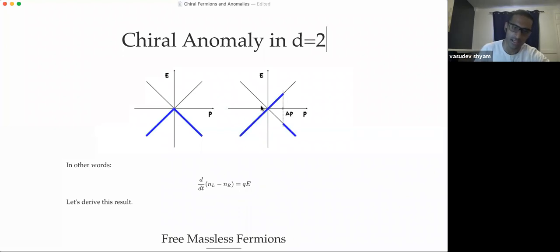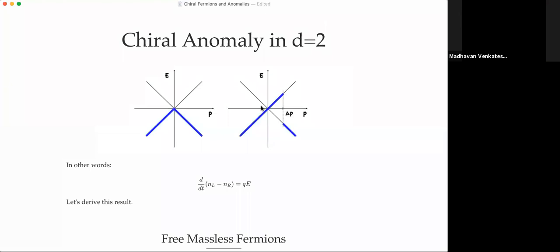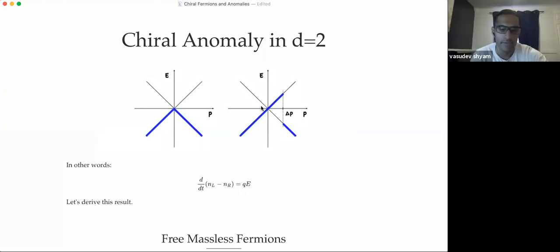So the E in the equation at the bottom is not the same as the E on the y-axis of that graph. E there is the energy, P is the momentum. Because they're massless fermions, the dispersion is linear. And that's why we have these cones. And in effect, the introduction of an electric field leads to the surplus of left movers over the right movers.